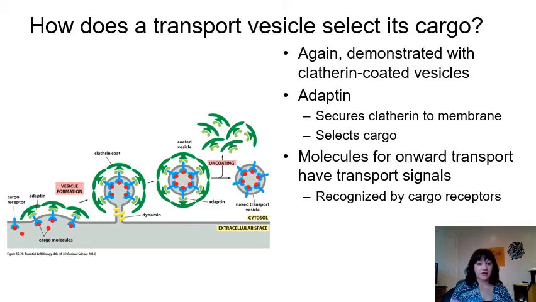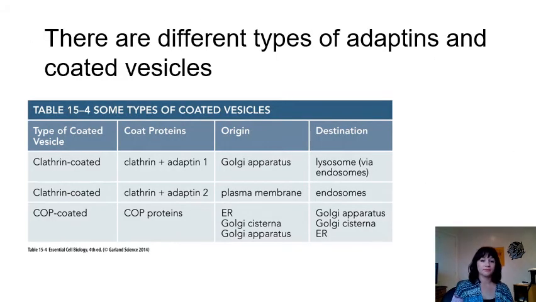Now, how does the cargo receptor know which proteins need to leave in a vesicle or not? For example, serotonin: how does the cargo receptor identify that serotonin needs to leave in a vesicle versus some other protein? Whatever protein molecule needs to leave the organelle in a vesicle is going to have a specific signal on it that is read by the cargo receptor.